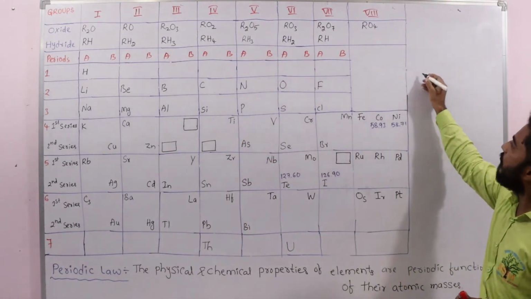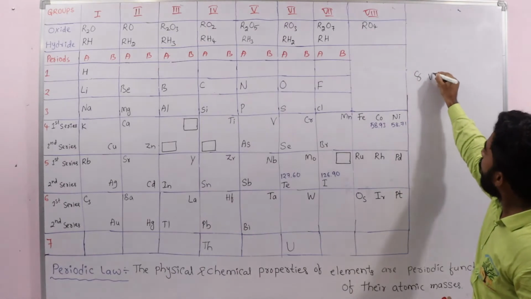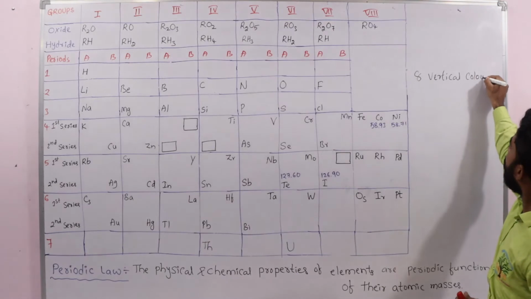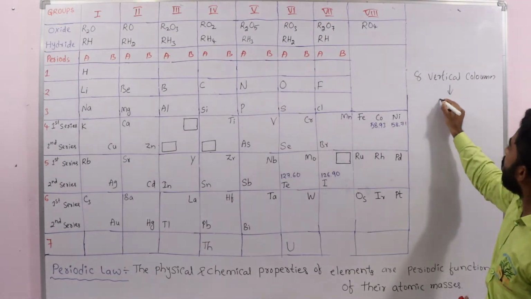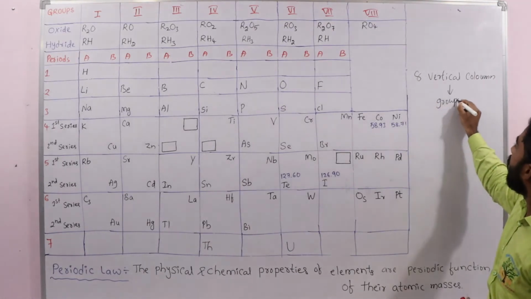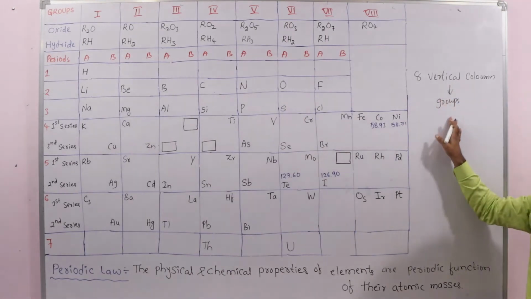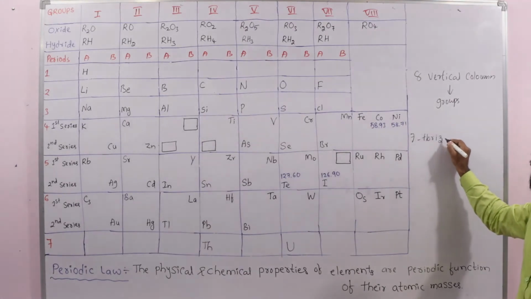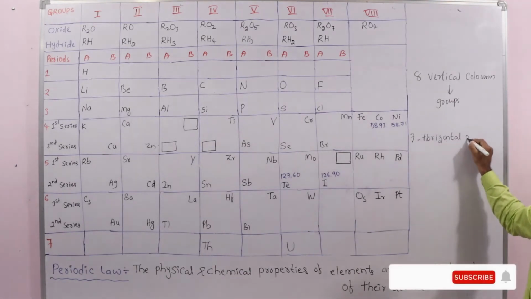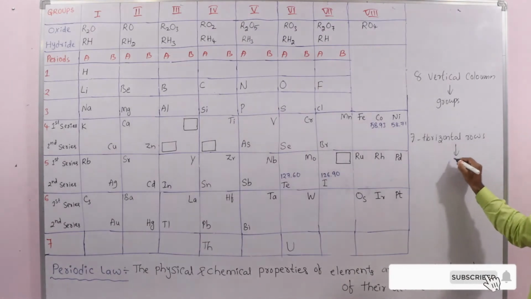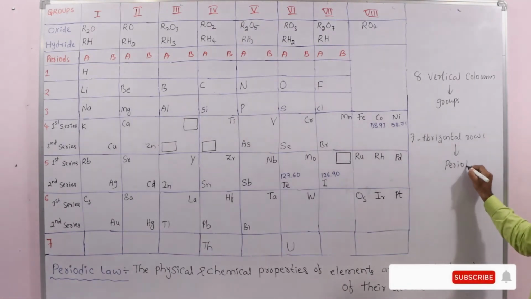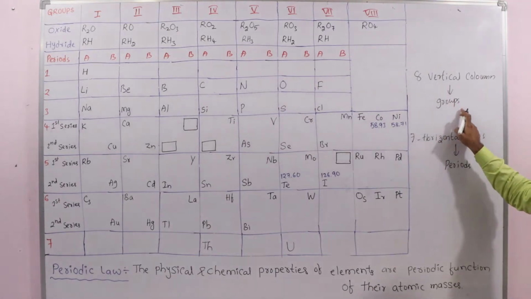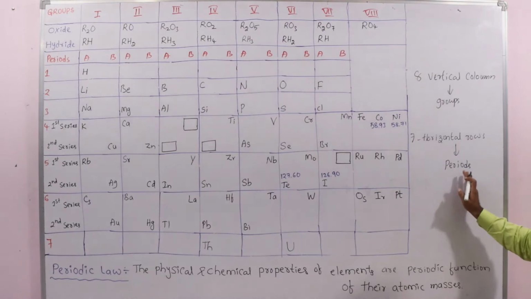So totally 8 vertical columns are there, and these are called groups. The 7 horizontal rows are called periods. 8 vertical columns are called groups, and 7 horizontal rows are called periods.